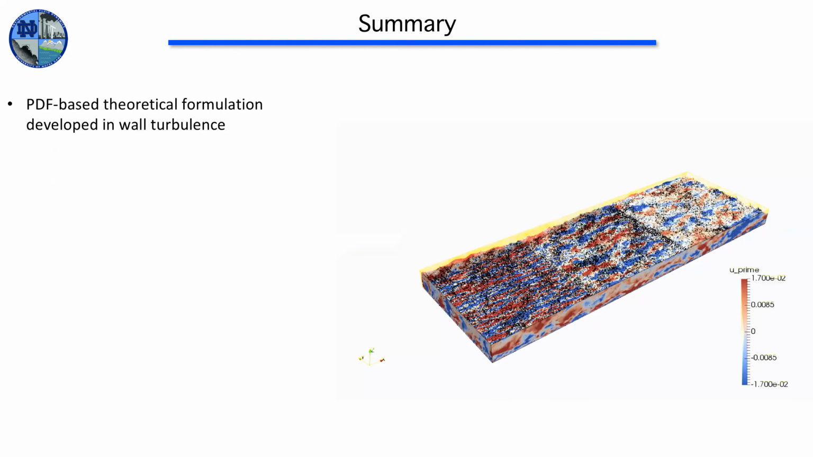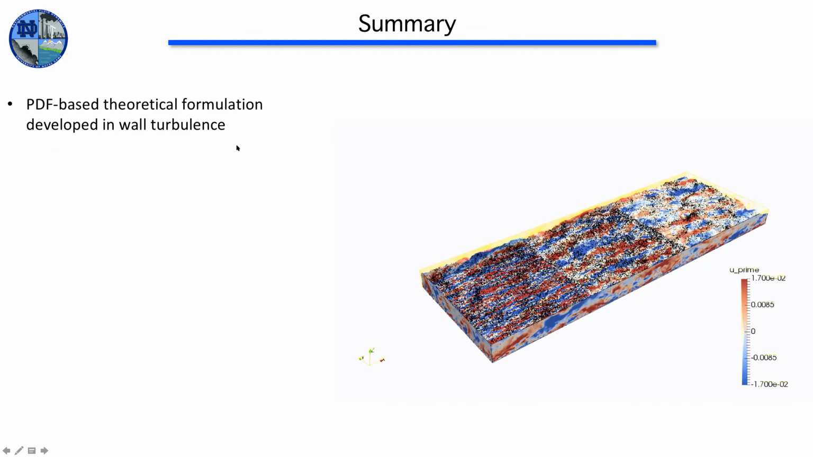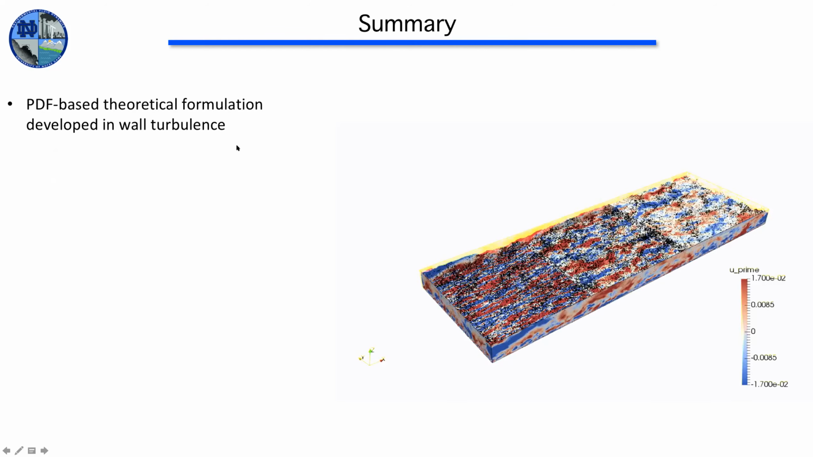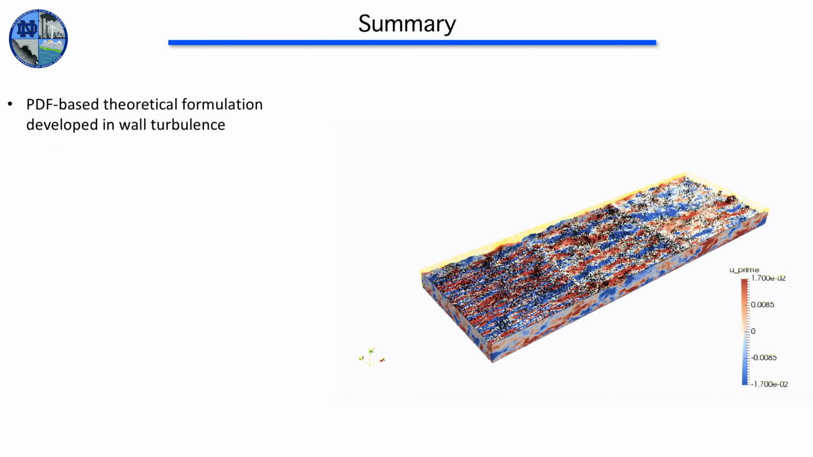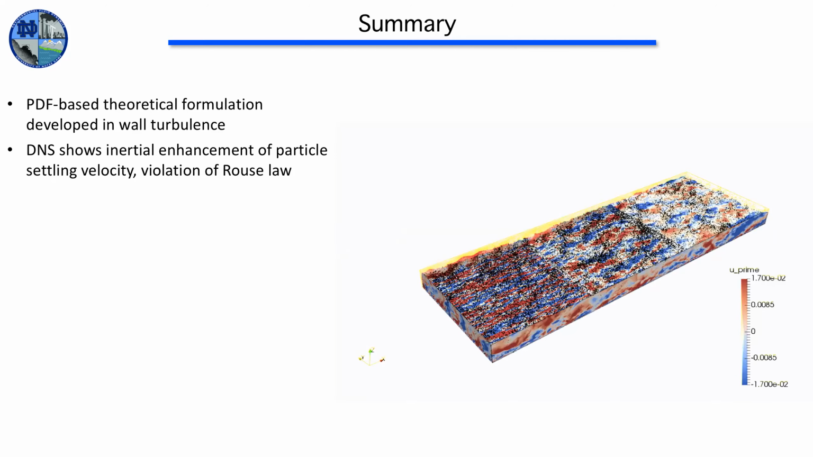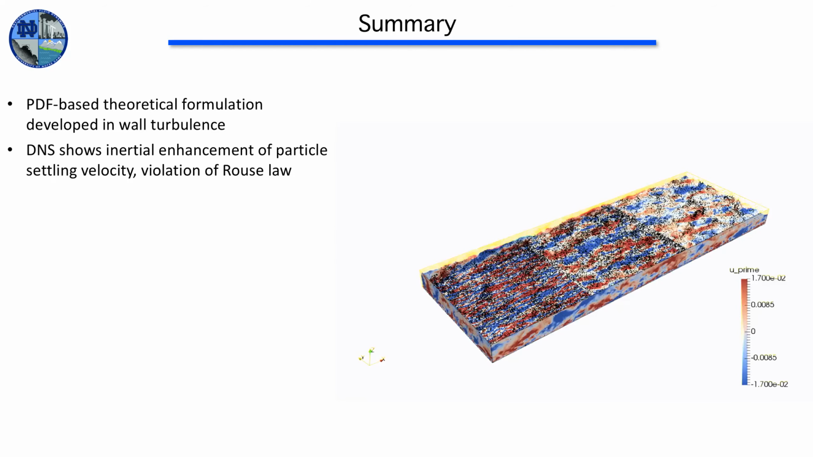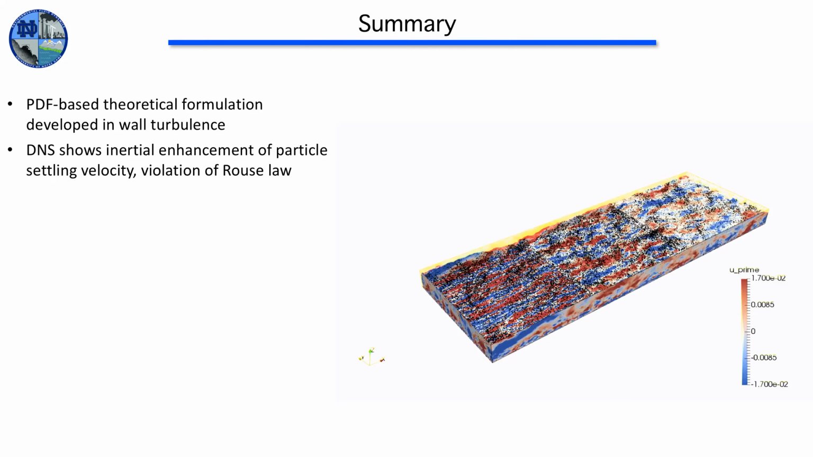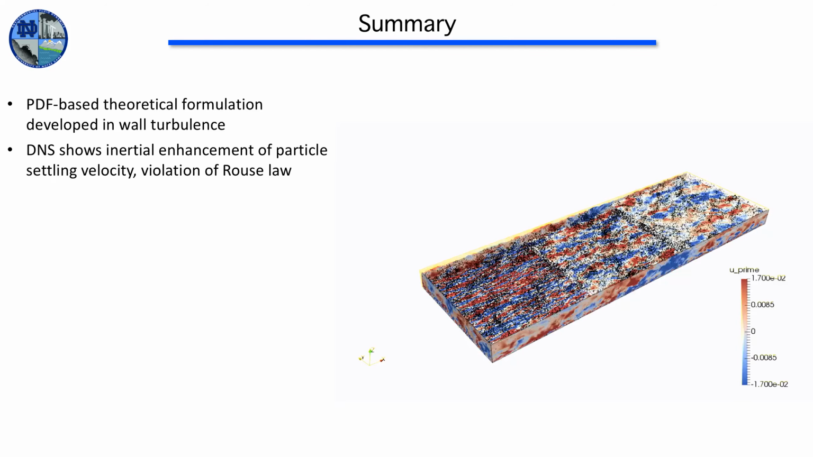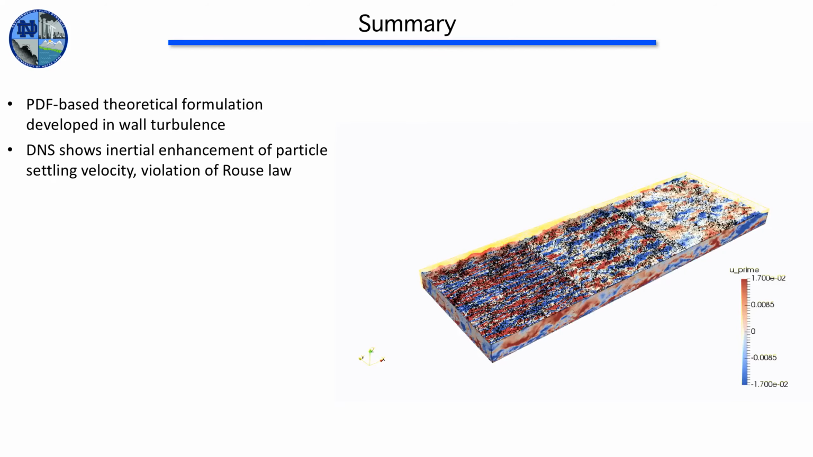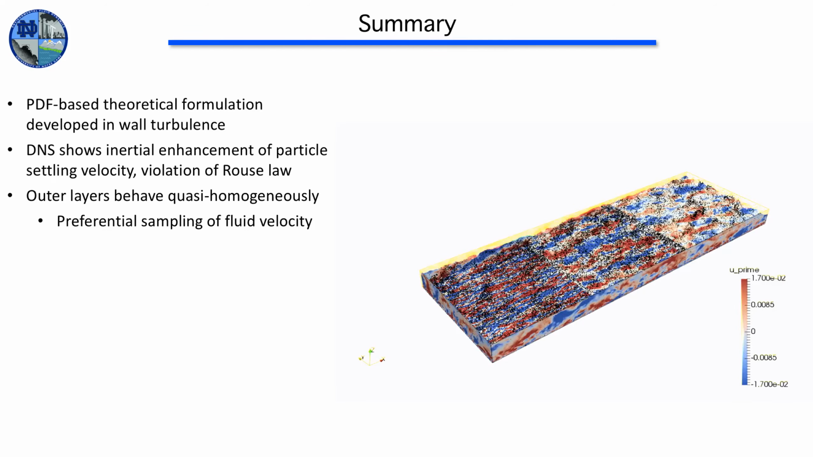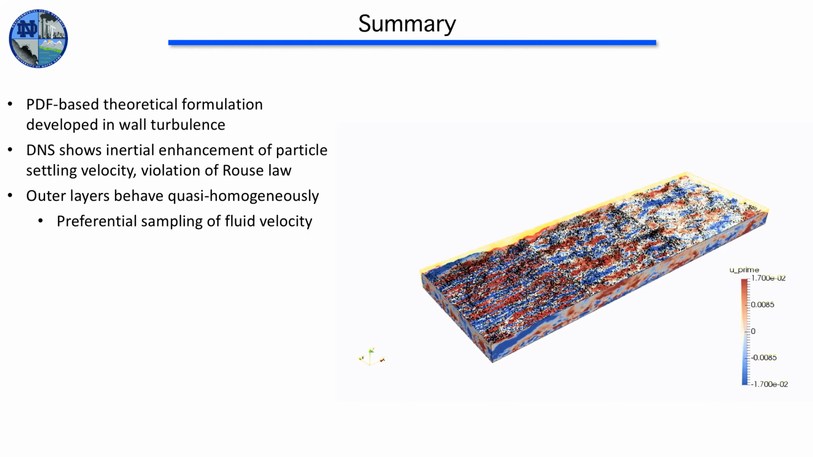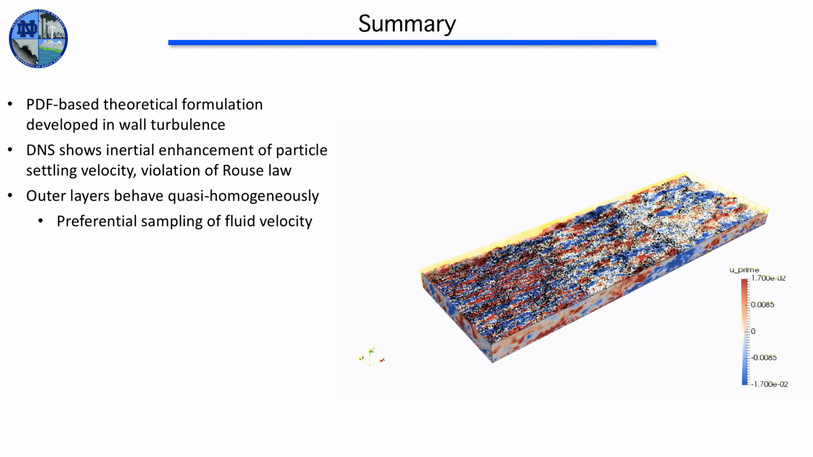So to summarize, we set up a PDF-based theoretical formulation in order to study what controls the settling velocity of inertial particles in wall turbulence. The DNS shows an inertial enhancement, and in the outer layer, it is behaving quasi-homogeneous, so we see a lot of the same effects that you would see in homogeneous isotropic turbulence. In all cases, we're violating this Rouse law, which expresses the concentration and how it relates to the flux. As I just said, in the outer layers, it behaves quasi-homogeneously. We see this preferential sampling. That R4 term, as I've been calling it, is the most important.